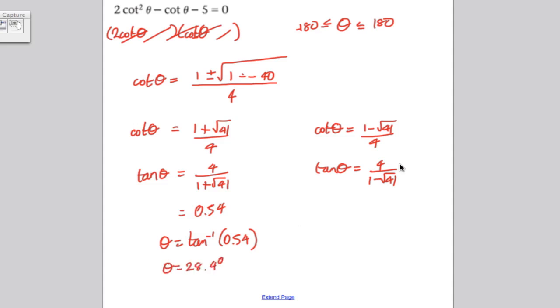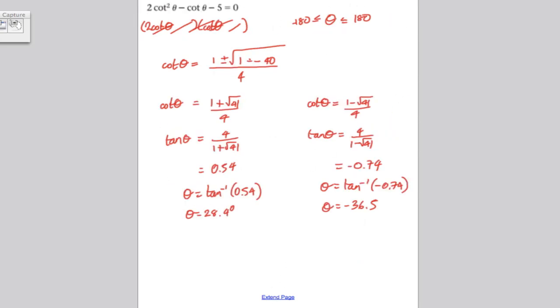And from this one here, 4 divided by 1 minus root 41, tan theta would be negative 0.74, so theta would be the inverse tan of negative 0.74, and theta would equal minus 36.5 degrees. Now, that's not all the answers here. We've then got to try and find what other answers there would be. So I'm afraid we've got to keep going here.